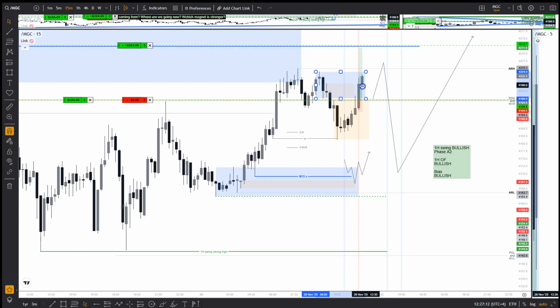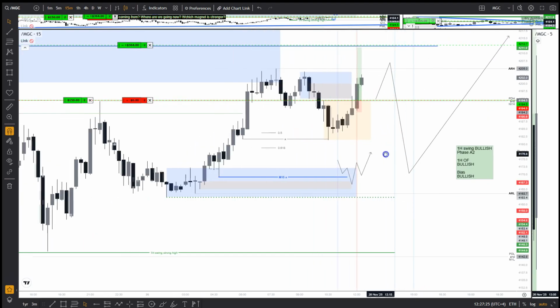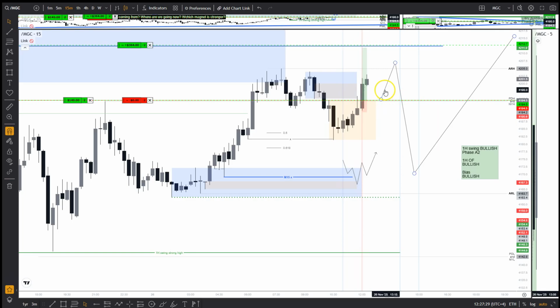There is no 1H supply anymore here. There is nothing here. As we can see, that was our prediction pre-market, that if we break this, if we make an M5 choke here, then we'll be looking for buys. I don't know why that was so big. Okay, that was our prediction. So we break this M5 choke, then we're looking for buys.